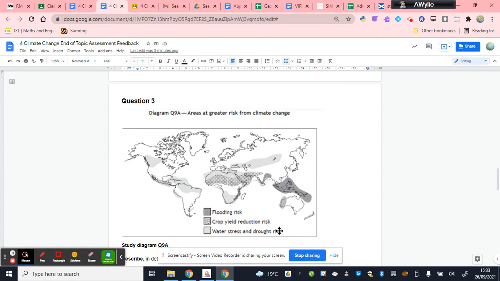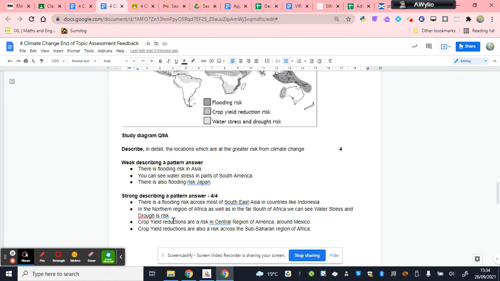We have a very simple map with 3 elements to the key showing us areas of greater risk from climate change. And we're asked to describe, most importantly, in detail. So to get the detail, you have to be very specific. You cannot be general. So this weak answer, which only gets 0 out of 4, first thing you'll notice about it is that it's quite weak because it's only got 3 points. So straight away, it's unlikely to be getting full marks.